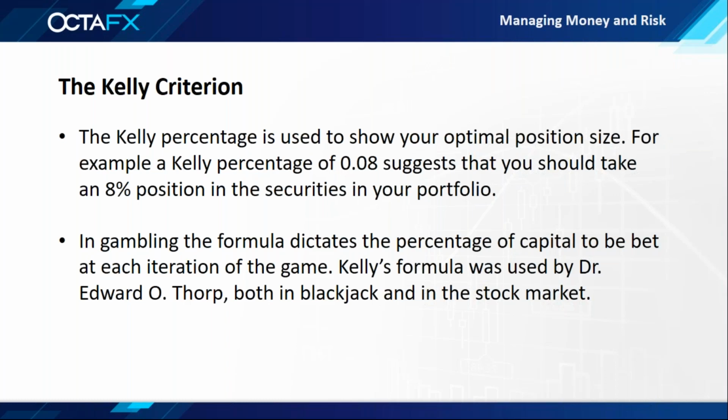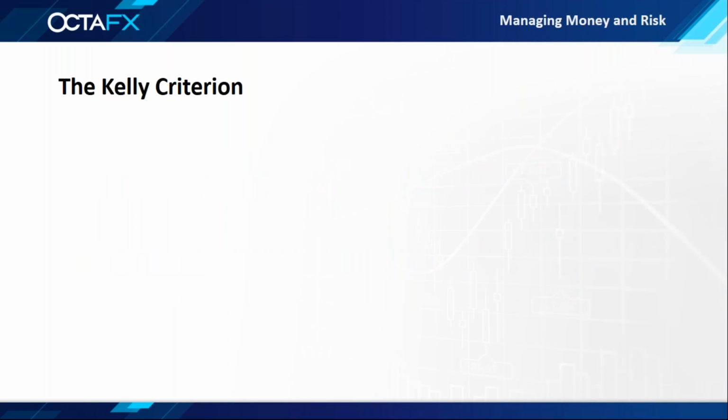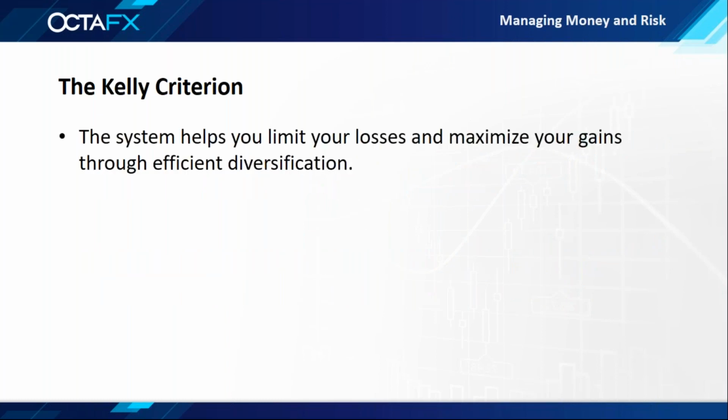In the context of gambling, the formula dictated the percentage of capital to be bet on each iteration of the game. And as I mentioned, the formula was used by Thorpe, who was a money manager and a mathematics professor, both in blackjack and the stock market, with a spectacular degree of success. The system helps you limit your losses and maximize your gains through efficient diversification.